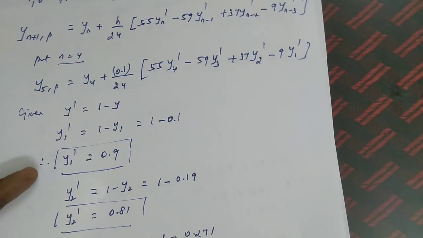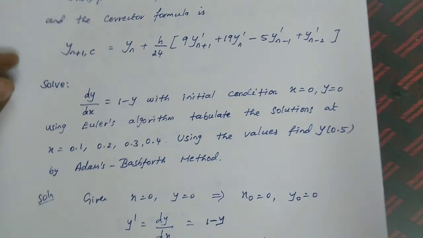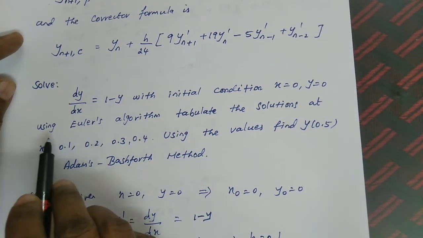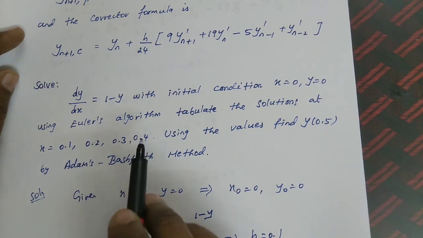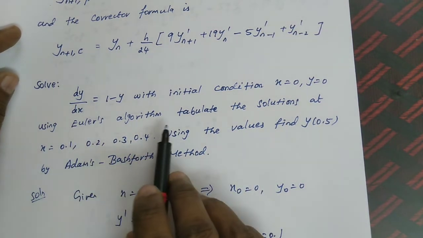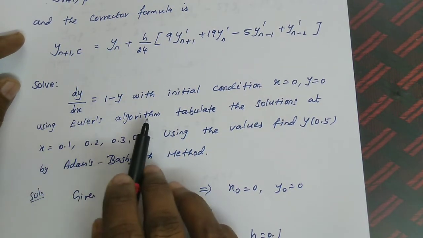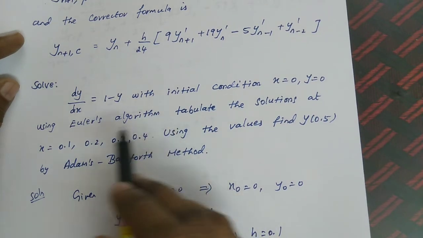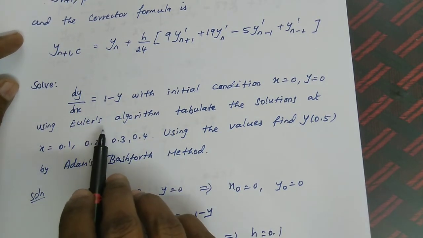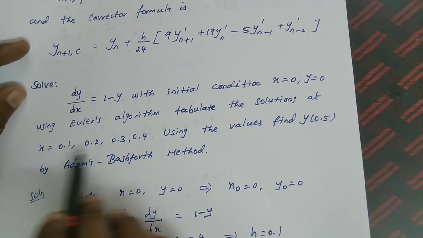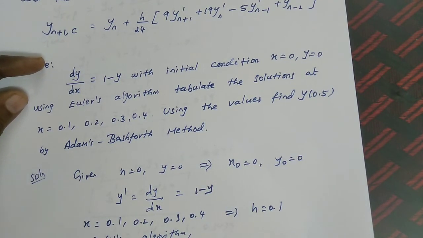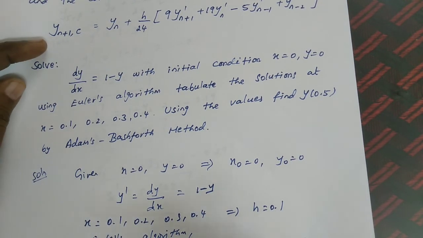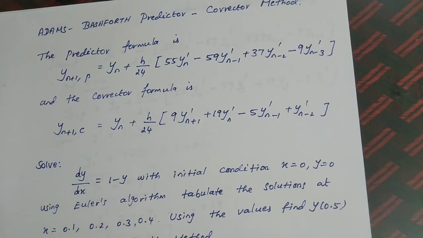Under the Bashforth method, if the beginning values of the data are not given in the question, we have to find them using Euler's method. In this question, it is clearly given to use Euler's method to find the beginning values, tabulating the solution at x equal to 0.1, 0.2, 0.3, 0.4. Based on the given data only, we are using Euler's algorithm. If no method is mentioned in the question, we can use any method, either Euler's method, Taylor's algorithm or the RK method. Since it is mentioned in the question, we applied Euler's method to find the beginning values of the data. After that, we use the Adams Bashforth predictor and corrector result. Applying the result, we can get the more accurate value of the given data. That is the problem under the Adams Bashforth predictor and corrector method.